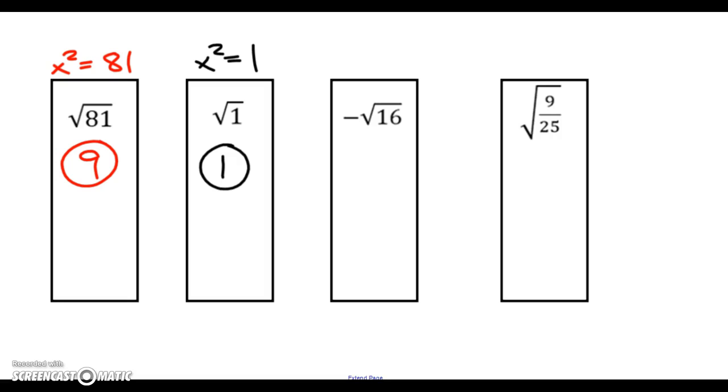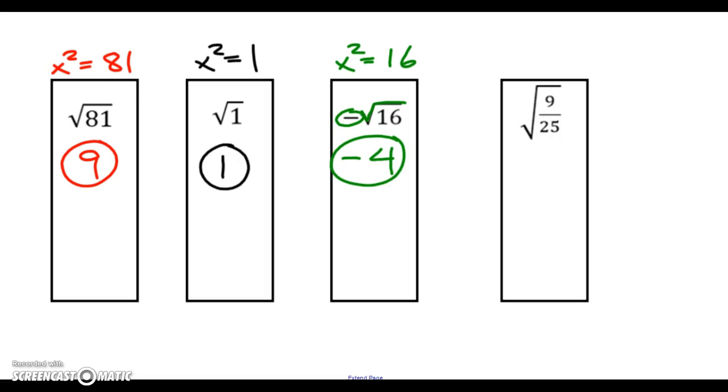My third example here has a negative hanging out on the outside. This just means that whatever you come out with for your square root, you're going to look at the square root of 16 by itself, and we get 4, but this comes out negative because the negative is hanging out, which is kind of like what we were talking about with those powers too.